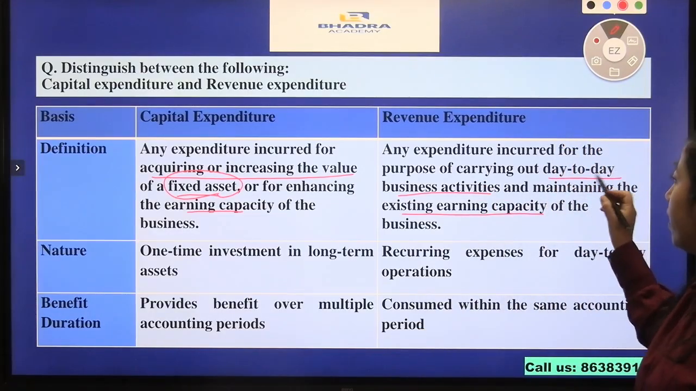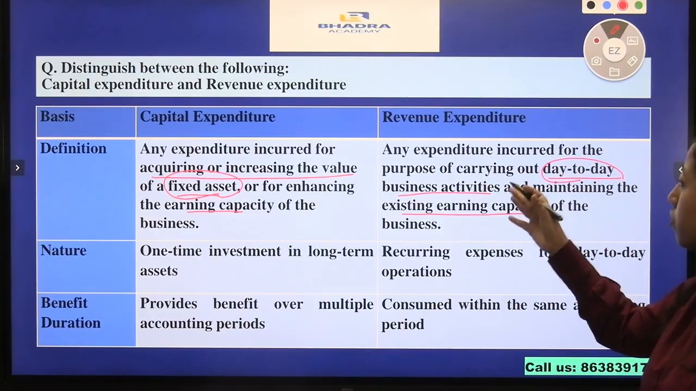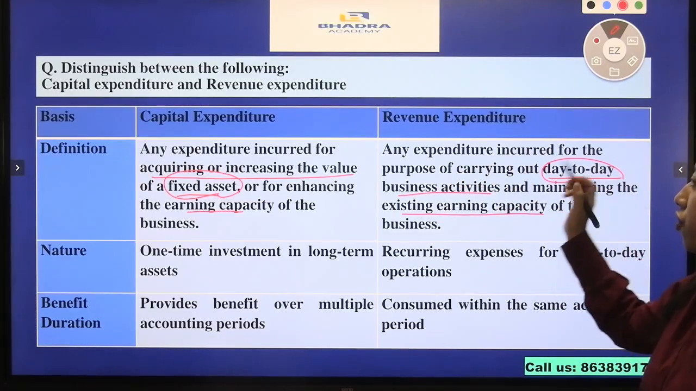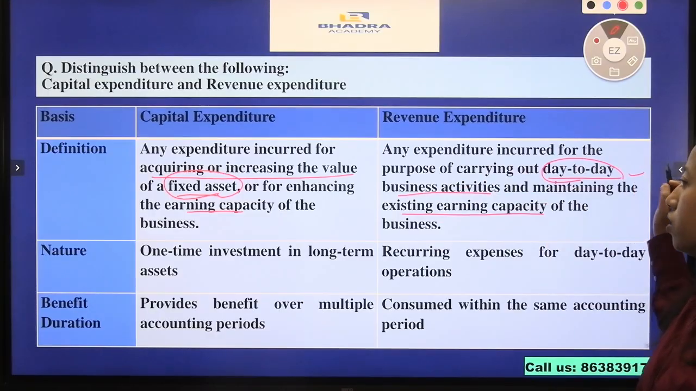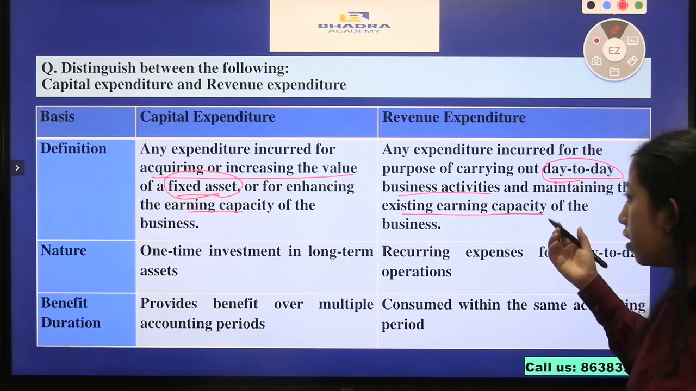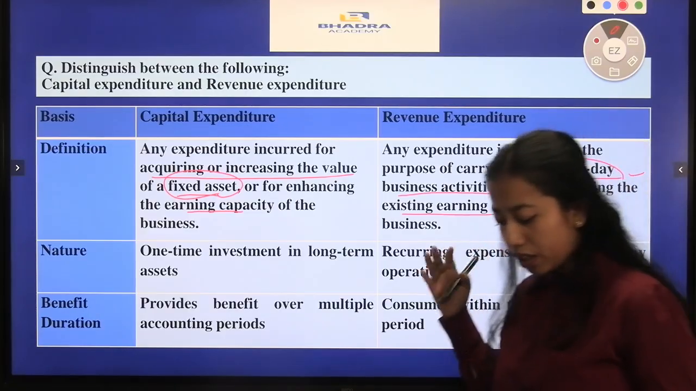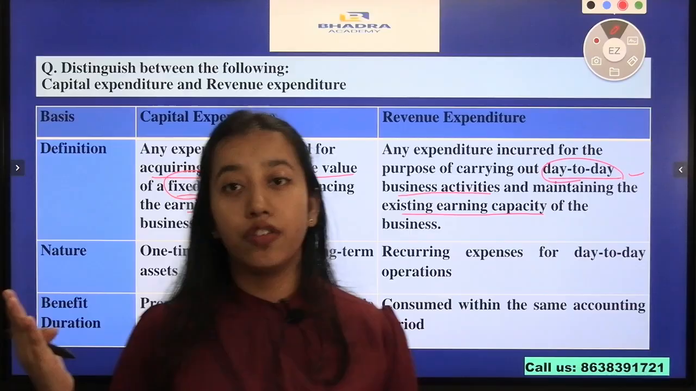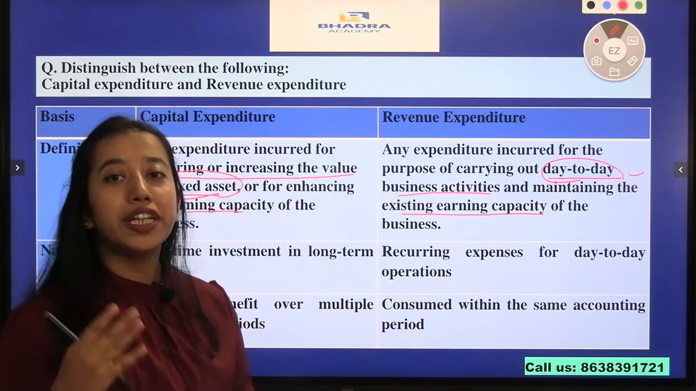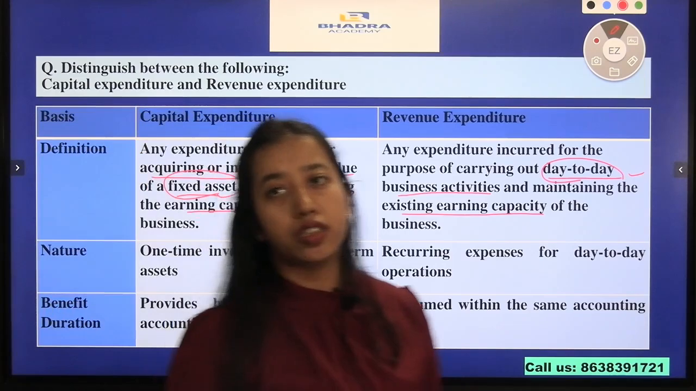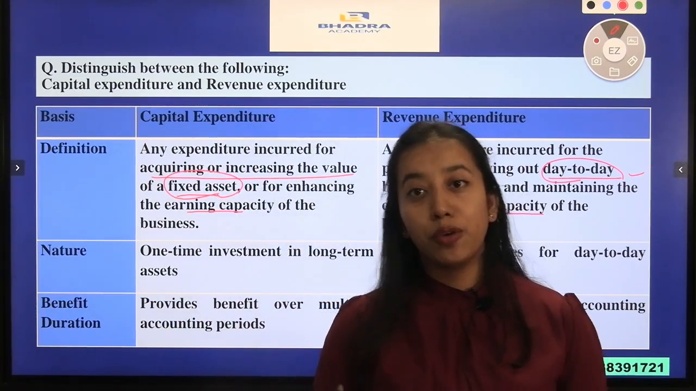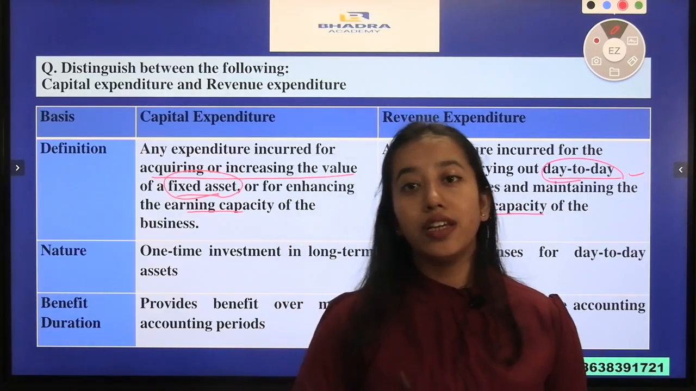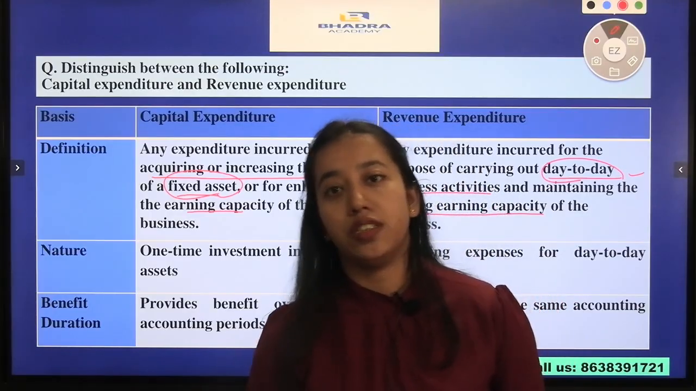That is why it is said to be an expenditure incurred for the purpose of carrying out day-to-day activities of a business and maintaining the existing earning capacity. And what is maintaining existing earning capacity? For example, payment of salaries, payment of rent. What do these expenses do? They maintain the earning capacity of a business. Suppose the employees are paid monthly, they will work for the organization and they will maintain the earning capacity of the business.